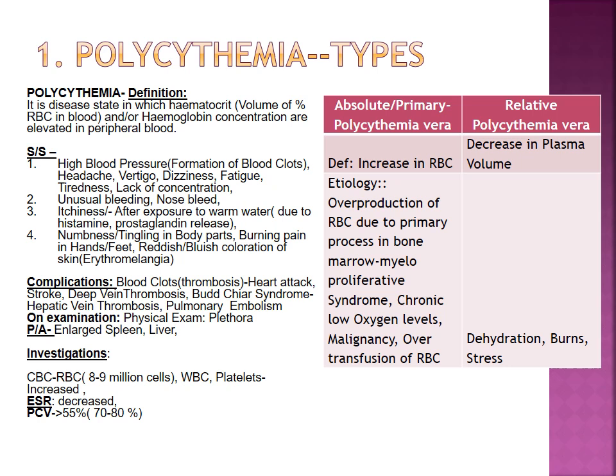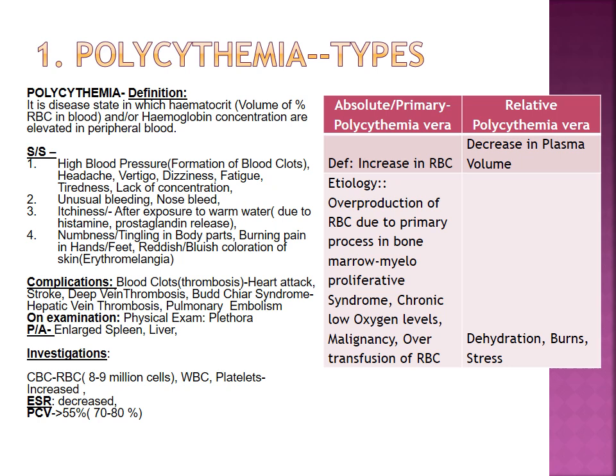On physical examination, the patient is plethoric, that is red in color, and per abdomen, the spleen and liver are enlarged. Investigations: RBC 8 to 9 million cells per cubic millimeter. WBC and platelets are also increased, ESR is decreased, PCV is increased more than 55%, and 70 to 80% is also there.